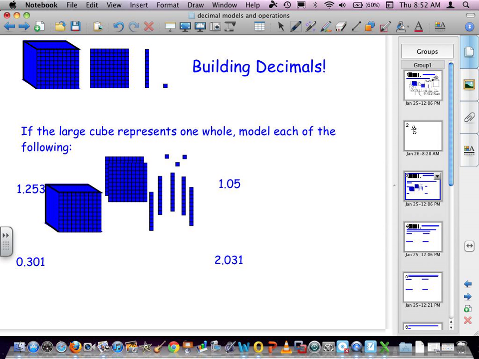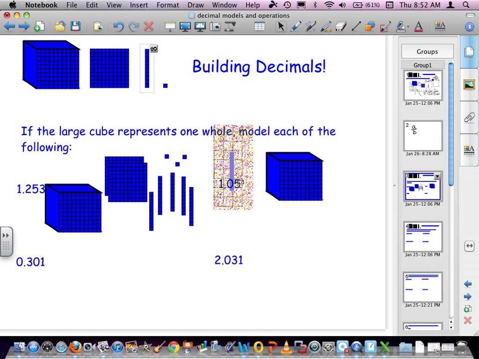You'll notice I put a couple up here that have internal zeros, right? 1 and 5/100ths, or 1.05. Kids sometimes get confused about what to do with the zeros, so it's important that you ask them to model ones that have internal zeros, right? So how would you model this one? What's 1? A big cube. So 1 big cube and 5 rods. Okay? So kids sometimes get confused about internal zeros and how come there's nothing there.